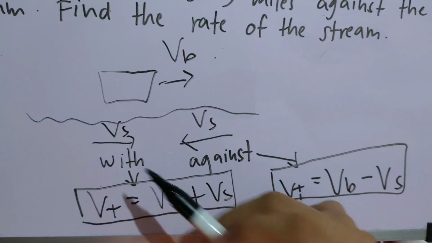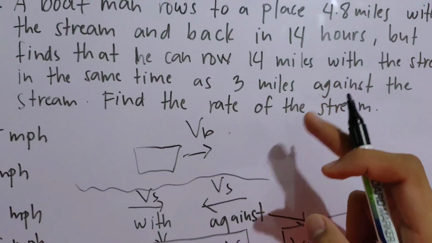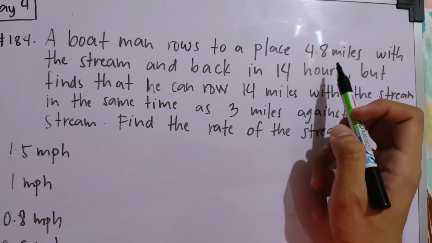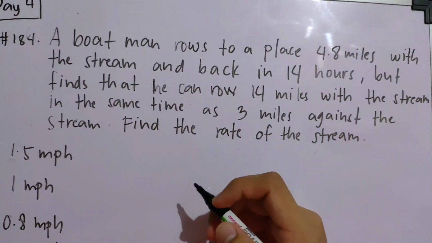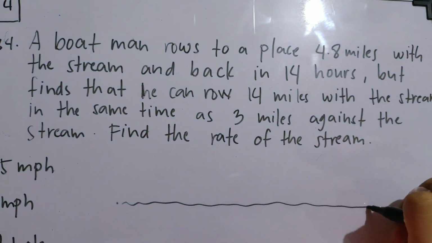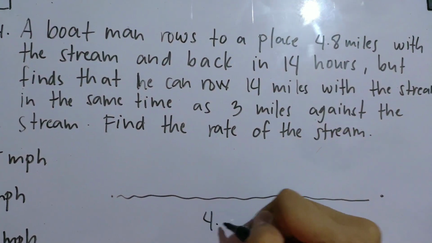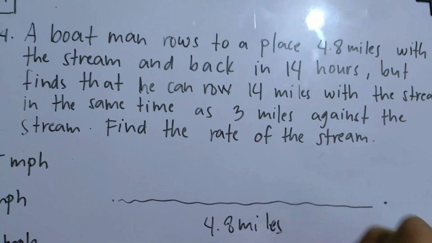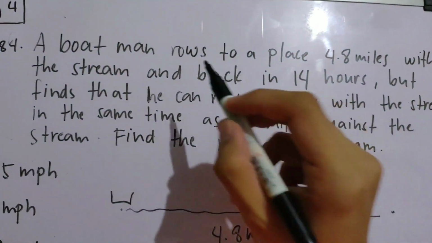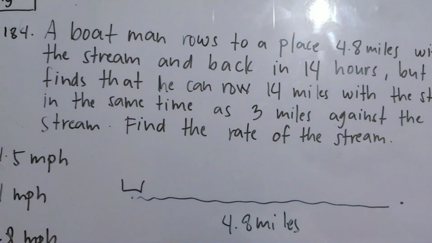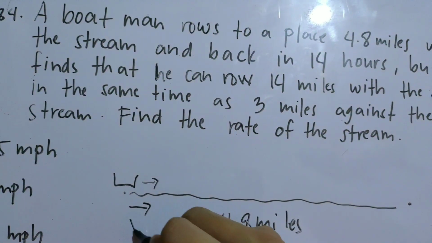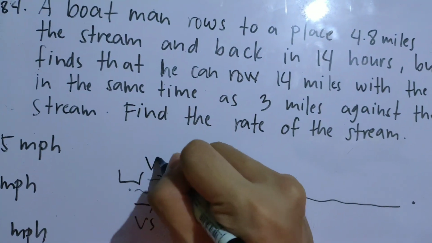Either against the stream or with the stream. So let's solve this problem. It says a boatman rows to a place 4.8 miles with the stream and back in 14 hours. So we have a distance of 4.8 miles. The boatman rows to a place 4.8 miles with the stream. That means if the boat is going this way, the stream is also going this way. So this is our VS, and this is our VB.